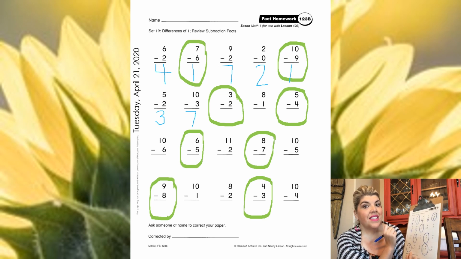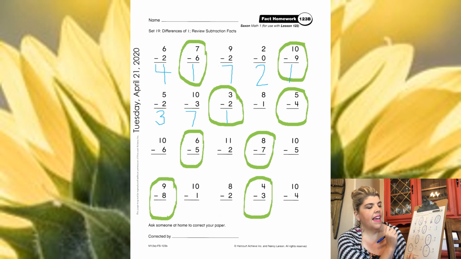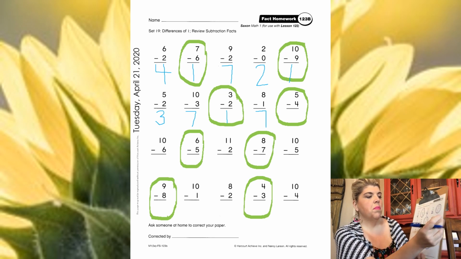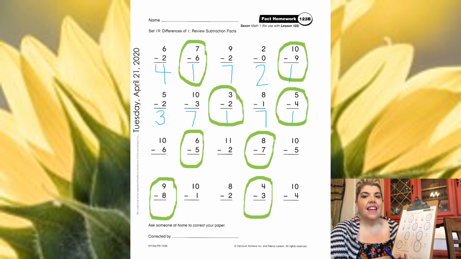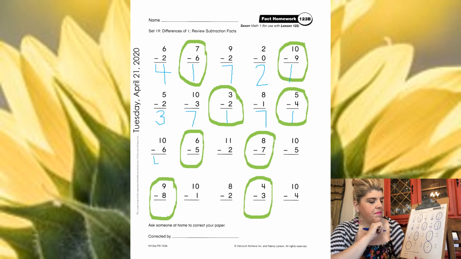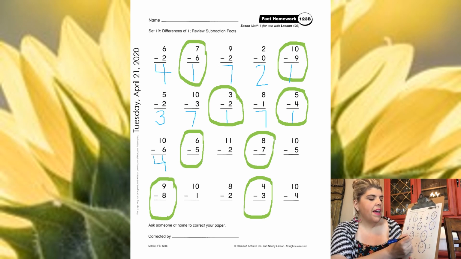3 minus 2, that's a difference of 1. I circled it. The answer is 1. 8 minus 1, 7. 5 minus 4, oh, that's a difference of 1. I didn't circle that one. Is 1. 10 minus 6 is 4. 6 minus 5, that's a difference of 1. 1 away. Answer's 1.